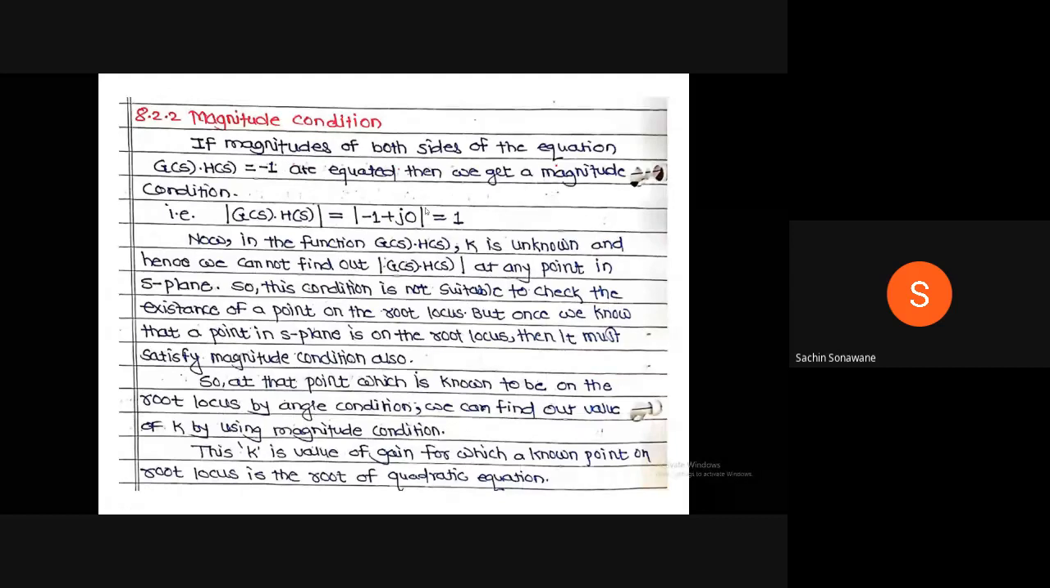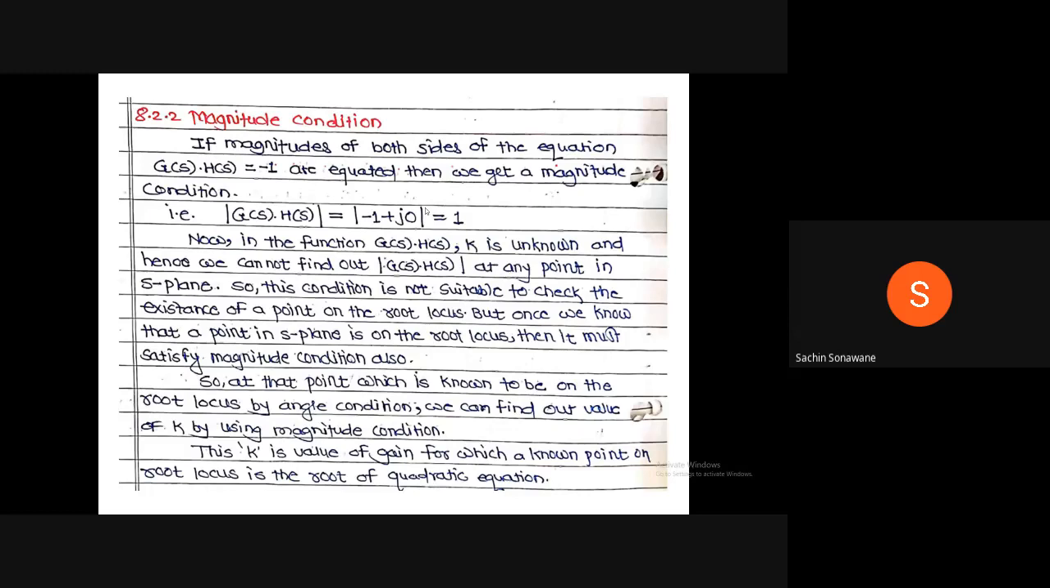Now magnitude condition. If magnitudes of both sides of the equation G(s)H(s) = -1 are equated, then we get a magnitude condition. Therefore, mod of G(s)H(s) is equal to mod of -1 + j0, which is equal to 1. Now, in the function G(s)H(s), K is unknown and hence we cannot find out mod of G(s)H(s) at any point in the S plane. So this condition is not suitable to check the existence of a point on the root locus.